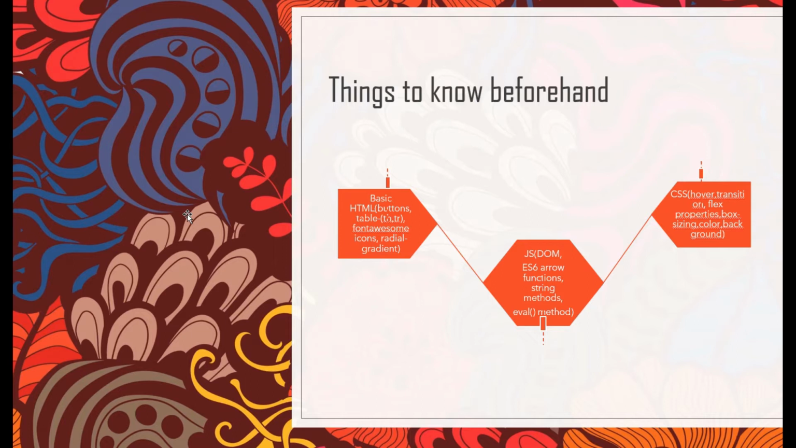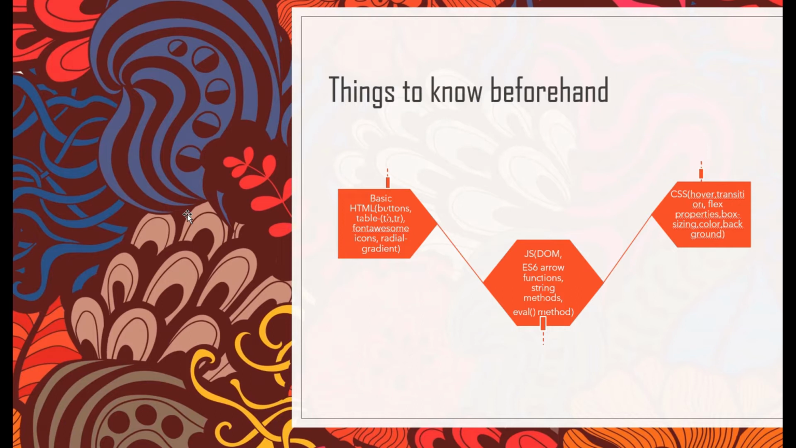DOM is used to access the HTML code in our JavaScript, where we can use other operations on those HTML elements. So we need to access the HTML elements so we could operate them. And then we need to know the ES6 arrow functions, because I'll be writing some functions for my HTML code. So we need to have the knowledge of those.